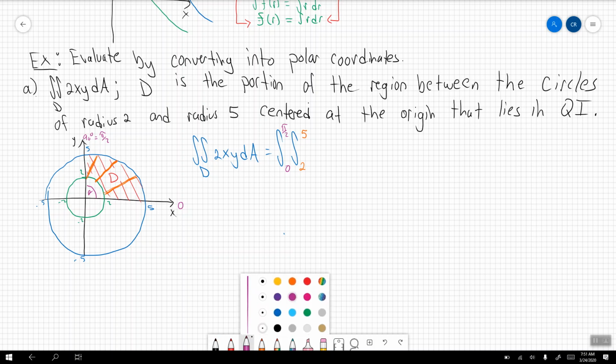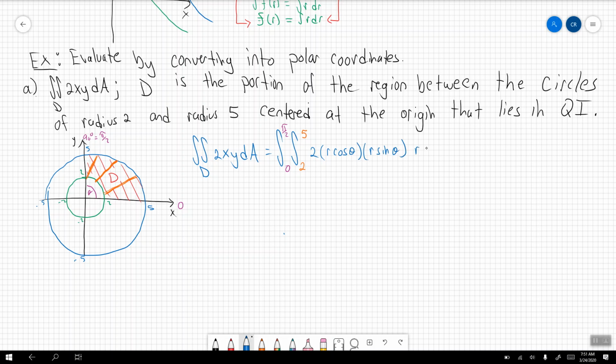And now that we have this, we can actually start setting up our integrand. The integrand is going to be 2 times x times y. So using 2 times x times y, we're going to make our conversions. X under polar coordinates is r cosine theta. Y under polar coordinates is r sine theta. And then we have our differentials, dr d theta.